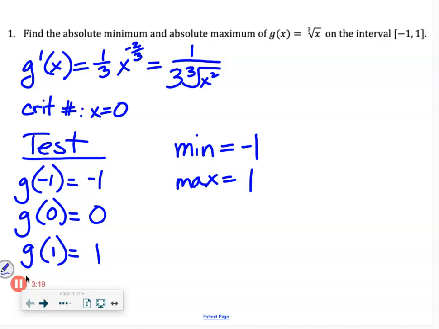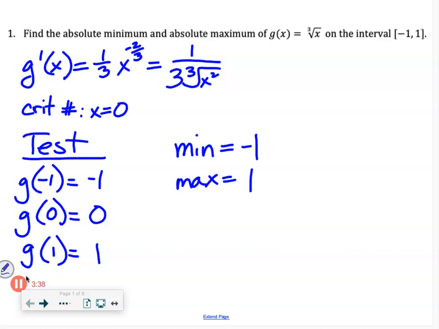All right, so critical numbers. Okay, let's turn it off. That's a good alarm. Yeah, someone was doing the find my phone thing.